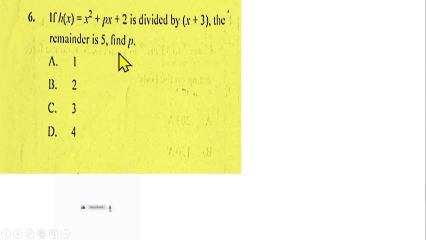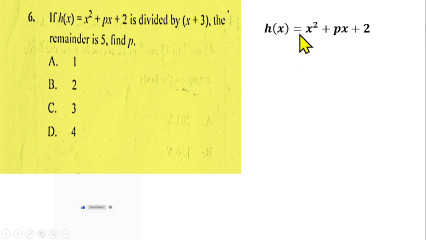Question number 6 is from polynomial. Sorry, it's from remainder theorem in polynomial. If h of x is equal to x squared plus px plus 2 is divided by x plus 3, the remainder is 5. We have to find p. Like I told you, it's from remainder theorem, which is under polynomial.